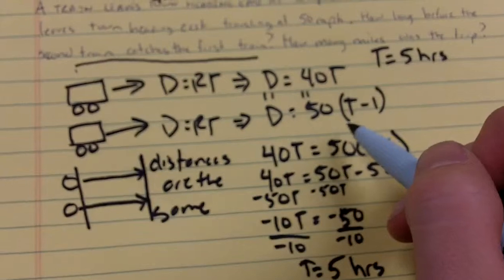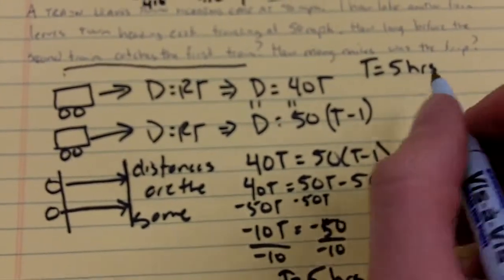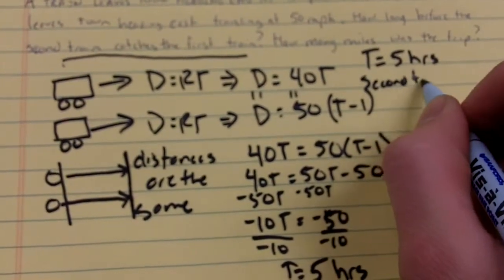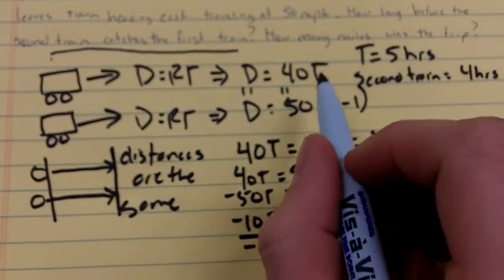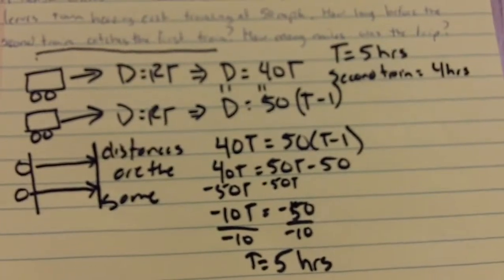How long does it take the second train to catch the first train? Well, it takes 1 hour less than that. So the second train is actually only going for 4 hours. Second train traveled for 4 hours. Why? Because if t is 5, t minus 1 is 4. So the second train actually only traveled for 4 hours.